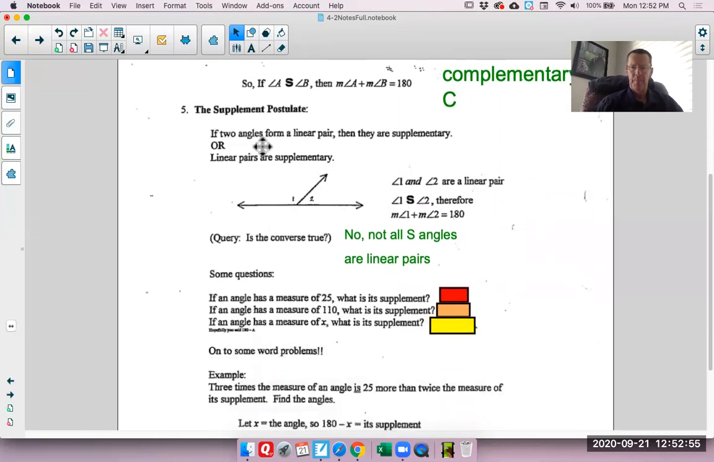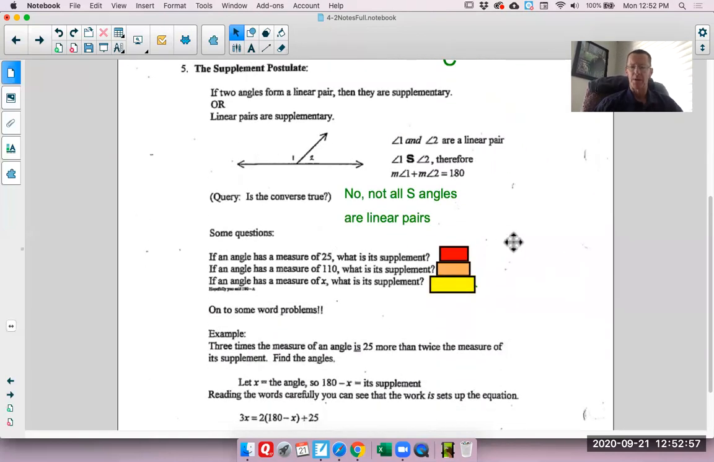All right, here's some questions. See if you can answer these. If an angle has a measure of 25, what's its supplement? Hopefully you're calculating in your head. Hopefully you're going, 180 minus 25 is 155. Good. Way to go. And then second one, if an angle has a measure of 110, then what's its supplement? We got 70. If an angle has a measure of X, what's its supplement? Hopefully you got 180 minus X. Did you? I hope so.